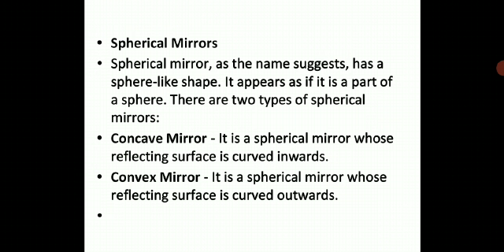As you know, a part of a sphere will be either concave or convex. If you just imagine a watermelon, you can cut the sphere in a way so that you can get a concave part and a convex part as well. What is a concave and a convex part? Let us see with the help of some pictures. A concave mirror is a spherical mirror whose reflecting surface is curved inwards.